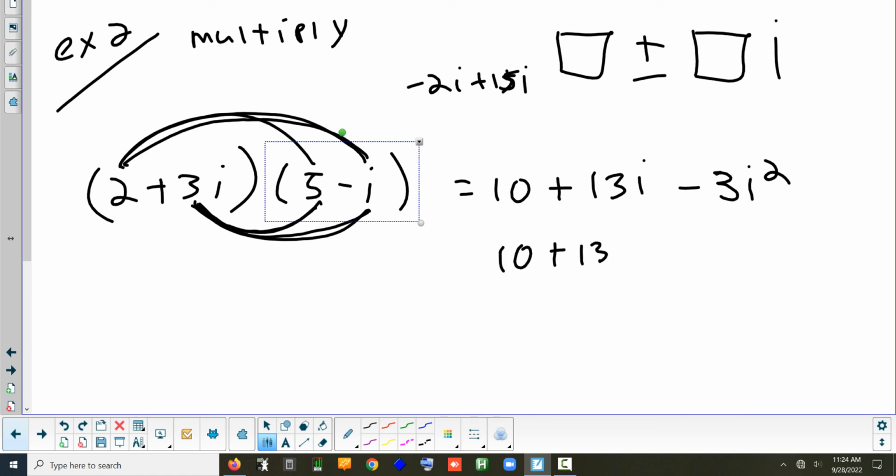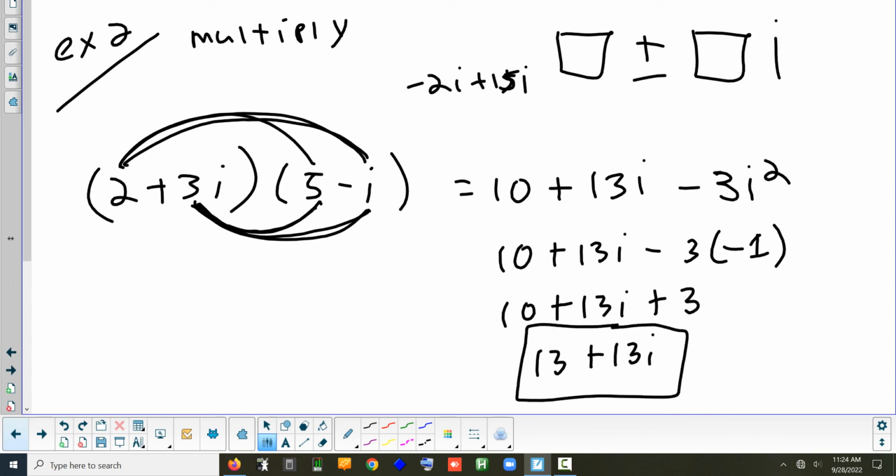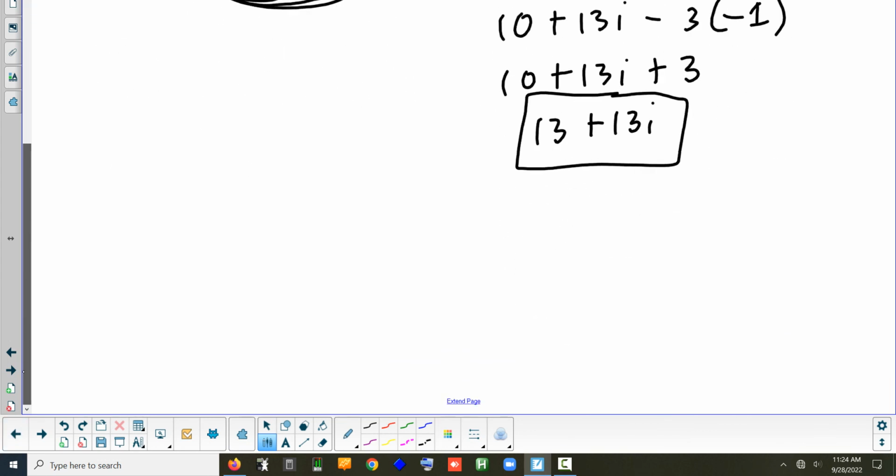Now, what is i squared? That's negative 1. So really it's 10 plus 13i minus 3 times negative 1, which is what? 3. So really it's 13 plus 13i. Just a coincidence they came out the same? That usually doesn't happen. But that's multiplying. A little bit more involved than adding and subtracting, but still not too bad. Any questions on multiplying?